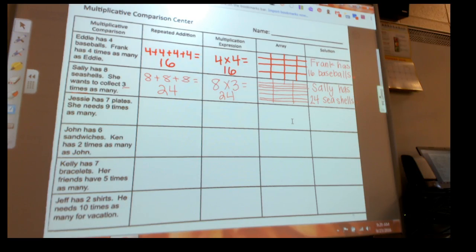Alright, so that's really like saying if we don't want to figure out that repeated addition problem, what would our multiplication expression be? 7 times 9.